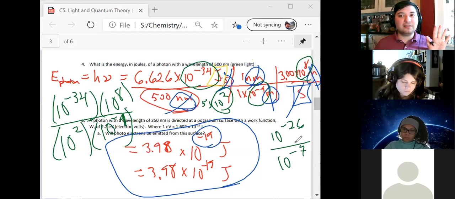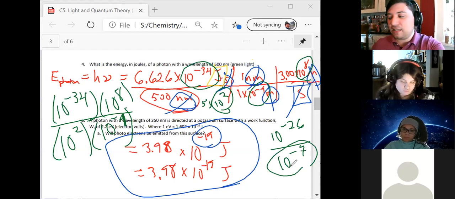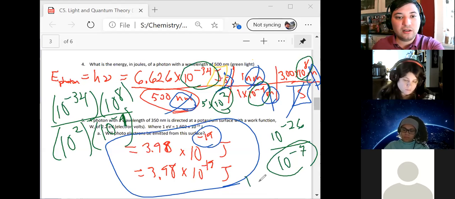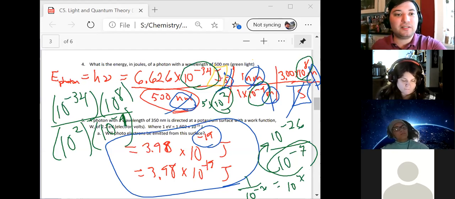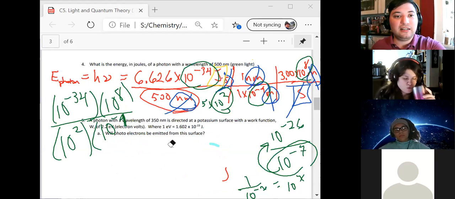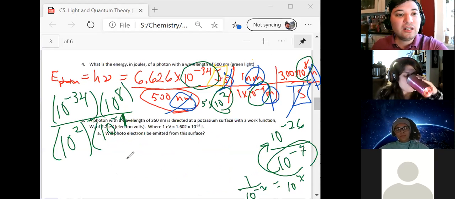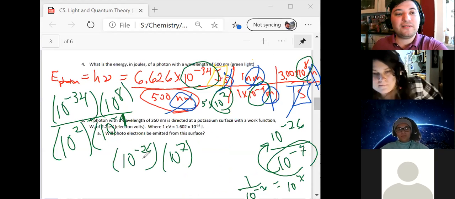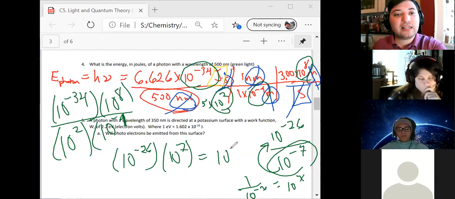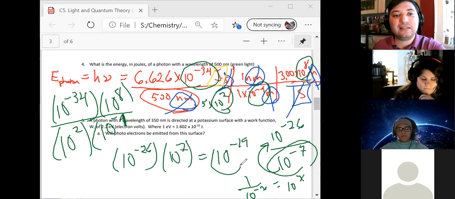That jumps okay in size? All right. And now, again, 1 over 10 to the negative x is equal to just 10 to the positive x. So I'm essentially going to flip this up. I did not give myself enough space. Never give myself enough space. So this is equivalent to 10 to the negative 26 times 10 to the positive 7. And now I'm going to add positive 7 to a negative 26. And we're going to get 10 to the negative 19.